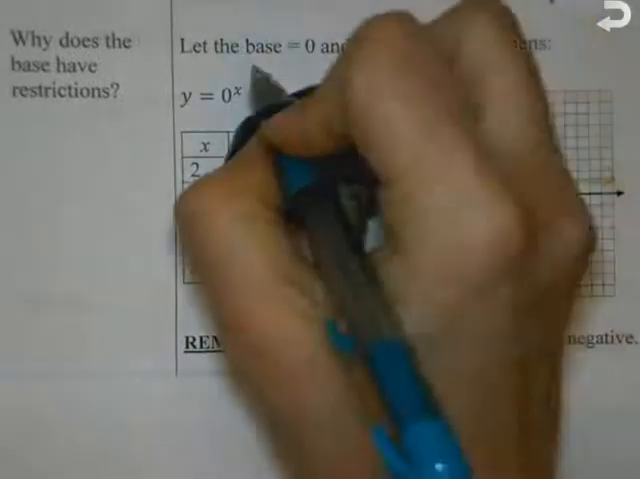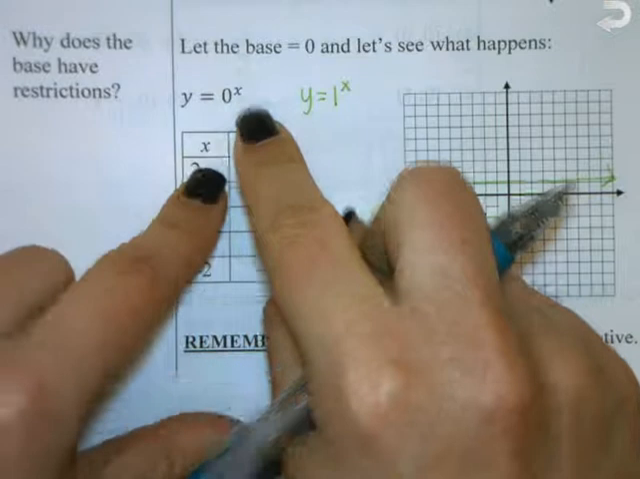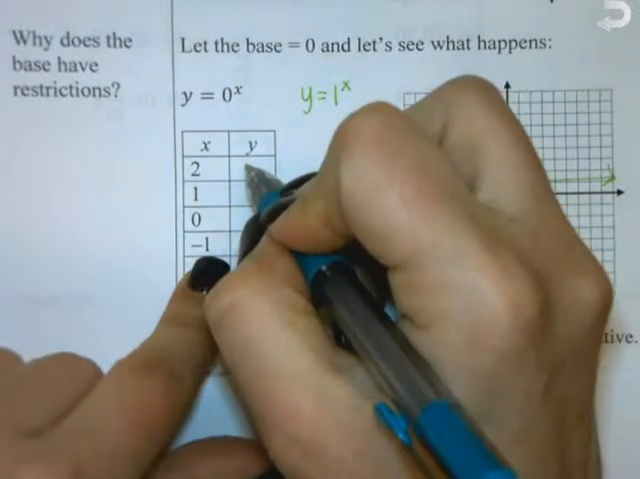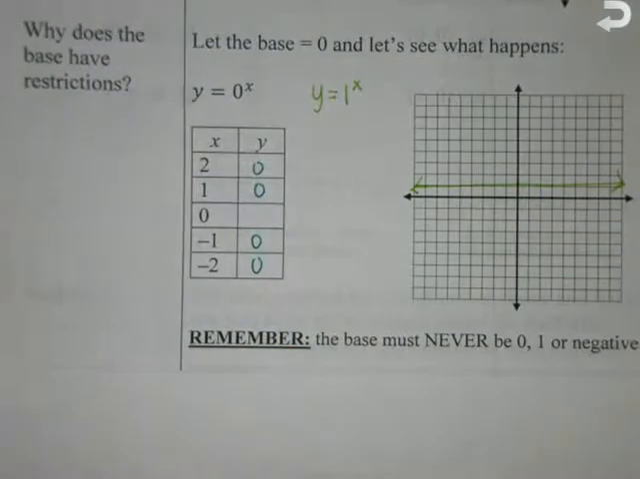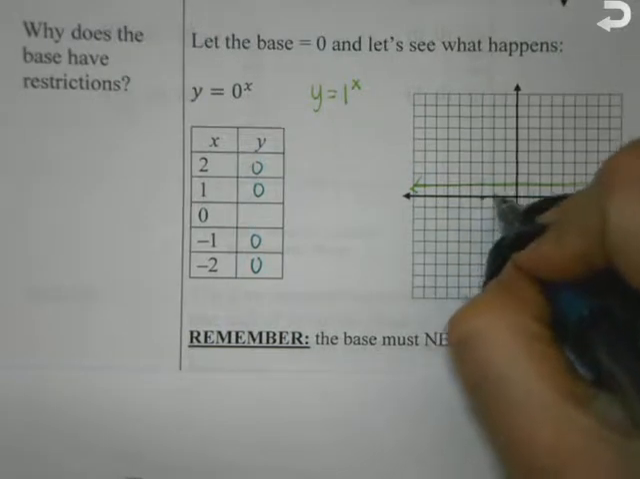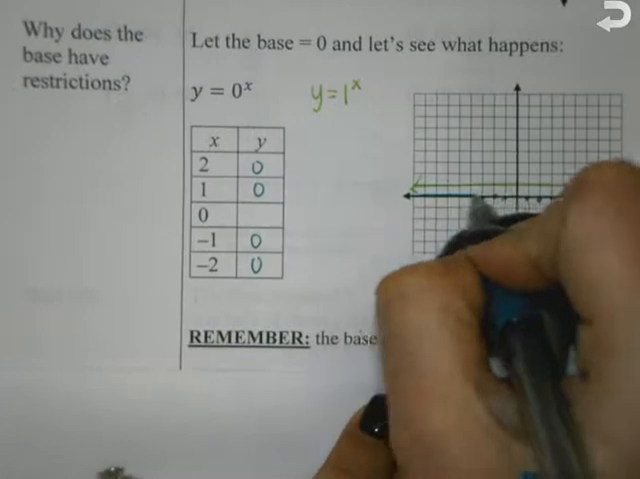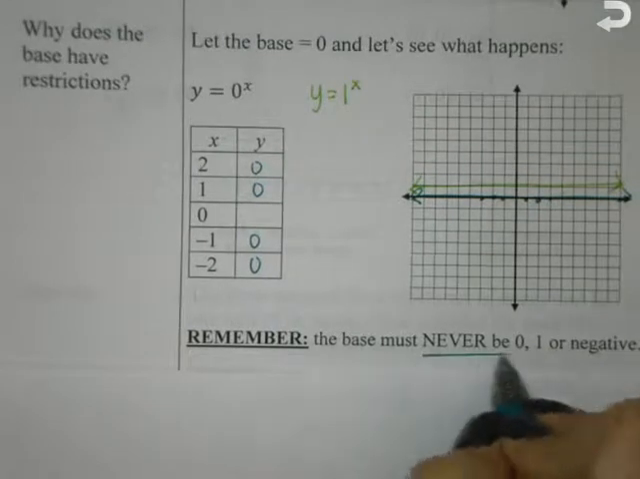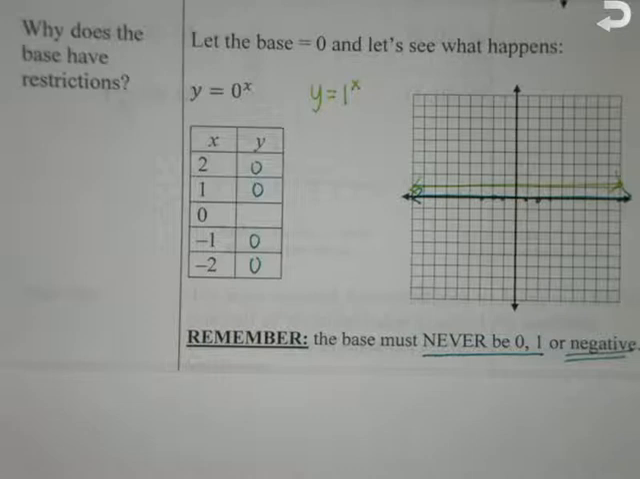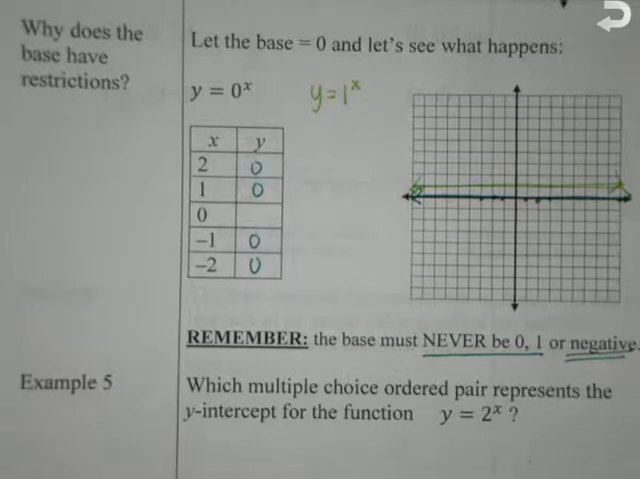What about why can the base not equal 0? So if we let the base equal 0, 0 to any power is always going to give me 0, and actually 0 to the 0 is either 0 or it's 1. We don't know which one it is. So we would end up with the same kind of thing, a constant function through the x-axis. So that's why we have restrictions. If your base is 0 or if your base is 1, you just have a constant function that's a straight line, which is not an exponential. Okay, so that's why our base has restrictions. So just remember that the base must never be 0 or negative. Okay? So if you ever get a function where you have a 0, 1, or a negative number as your base, stop. Okay? All right, a couple more on this.